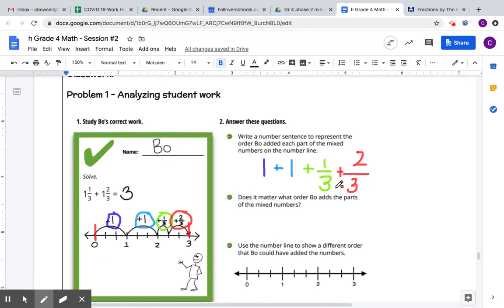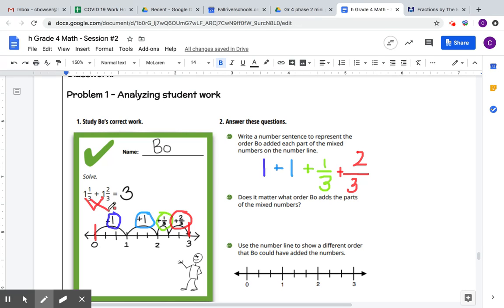Does it matter what order Bo adds the parts of the mixed number? Take a second to quietly think. Would our solution change if we changed the order? Think about the commutative property of addition. If you said no, you are correct, because when Bo solved it, he added his whole numbers first.